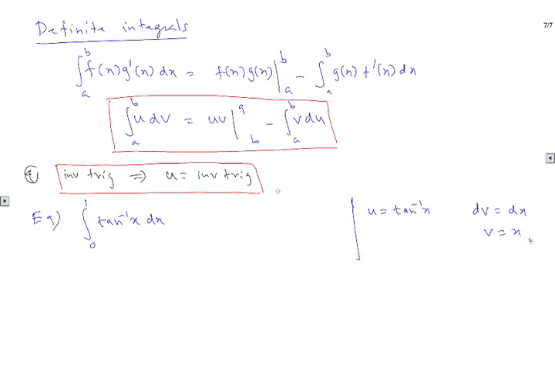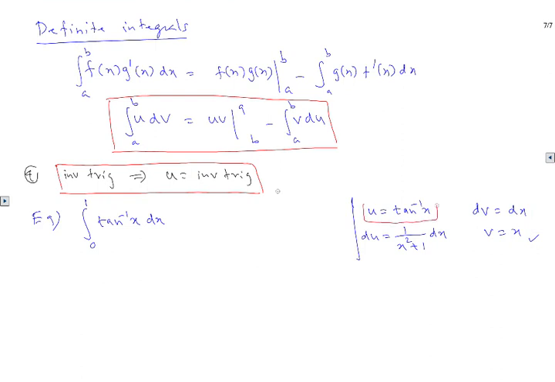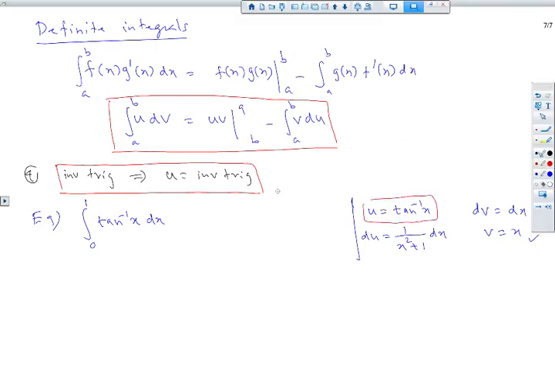So that is easy. Take the derivative. What's the derivative of tan inverse x? The derivative of tan inverse x is 1 over x squared plus 1. So that means du is 1 over x squared plus 1 times dx. So we have everything we need. What we remember is when you have an inverse trig function, we're gonna pick that one as u. Okay, so let's finish the rest of the integral.